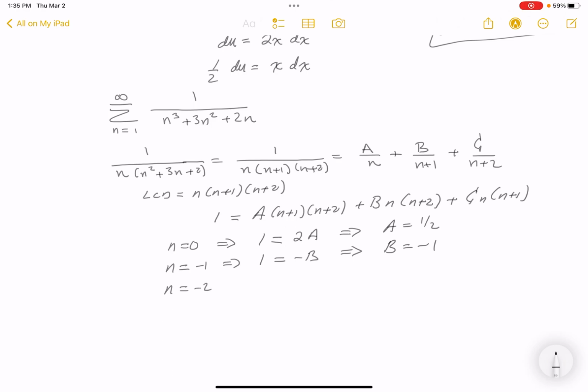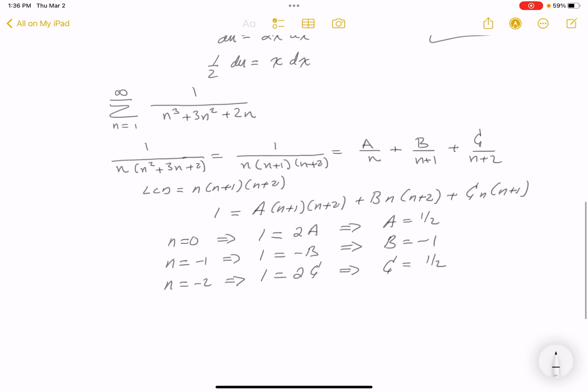Let's pick another easy number. I'm going to say minus 2. And you get 1 there. The first term disappears, second term disappears, and the third term, what are you going to get? You get minus 2 times minus 1, which is 2c. Relatively simple. What do I get over there? I get c is equal to 1/2. I got something pretty simple.